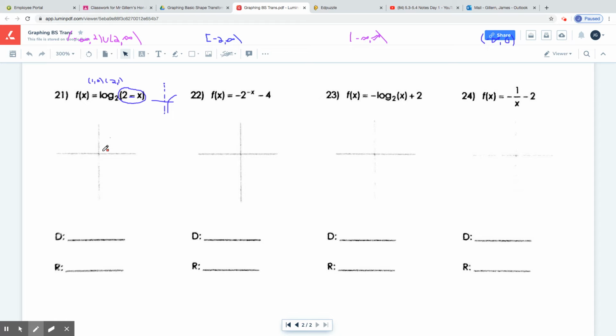So we normally have a vertical asymptote at 0. Since we're shifting to the right 2, let's put our vertical asymptote at x = 2.